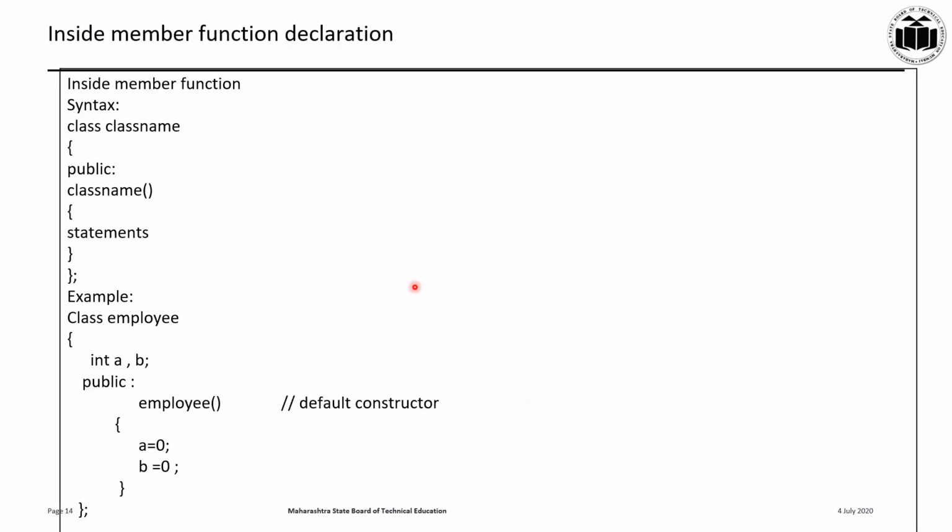Now, for one type of constructor I will explain the declaration inside the member function and outside the member function. This is for the default constructor: class name, public, class name with open and close brackets, and here we write the statement. For the default constructor, you cannot declare it outside the class; you have to declare it inside the class. For example, class employee, int a, b, public employee, and then the class is terminated. We have assigned the a and b values as 0.